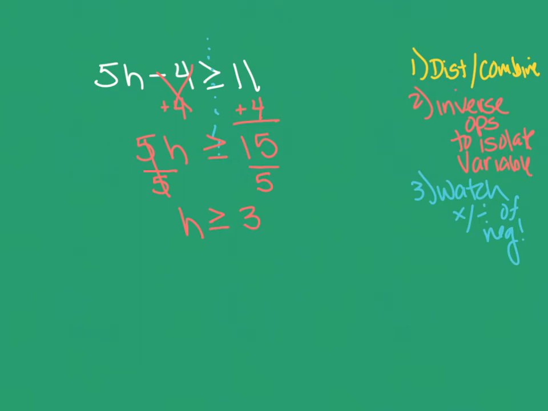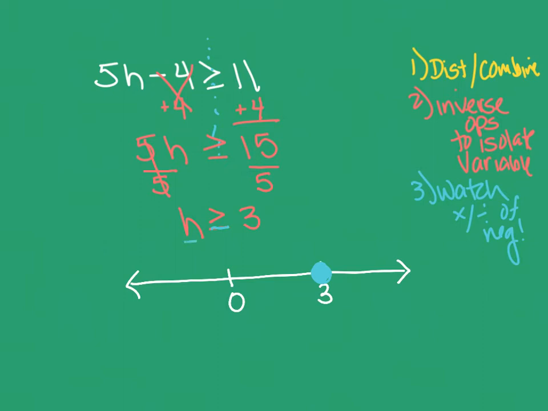Now let's graph that so that we don't have to list out all the possibilities, because whatever h is, it will be larger than or equal to 3. So I'm going to go ahead and put 0. I'm going to put positive 3. I'm going to circle positive 3, and also I'm going to color it in because it can be 3 as well. So that equal to means it can also include 3.